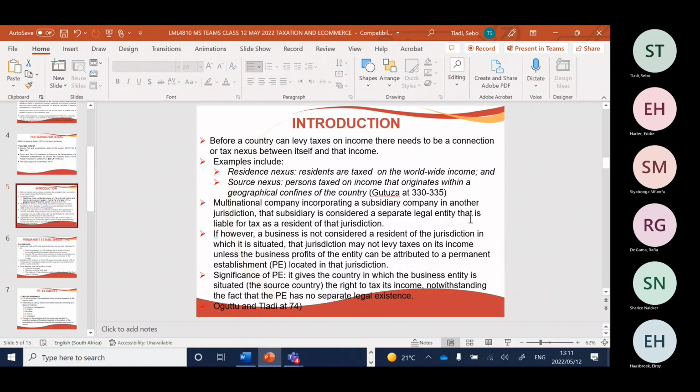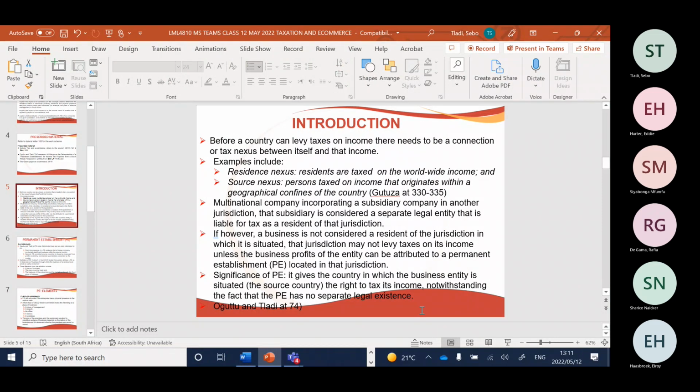Then we have issues with multinational companies having incorporated subsidiary companies in other jurisdictions, and those are considered a separate legal entity that is liable for tax purposes. If, however, a business is not considered a resident of a jurisdiction in which it is situated, that jurisdiction may not levy taxes on its income, unless the business profits of the entity can be attributed to a permanent establishment located in that jurisdiction.